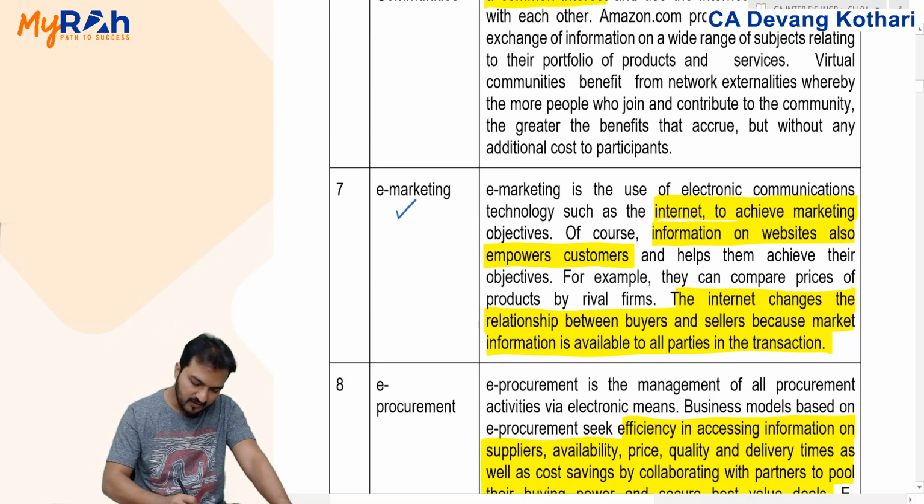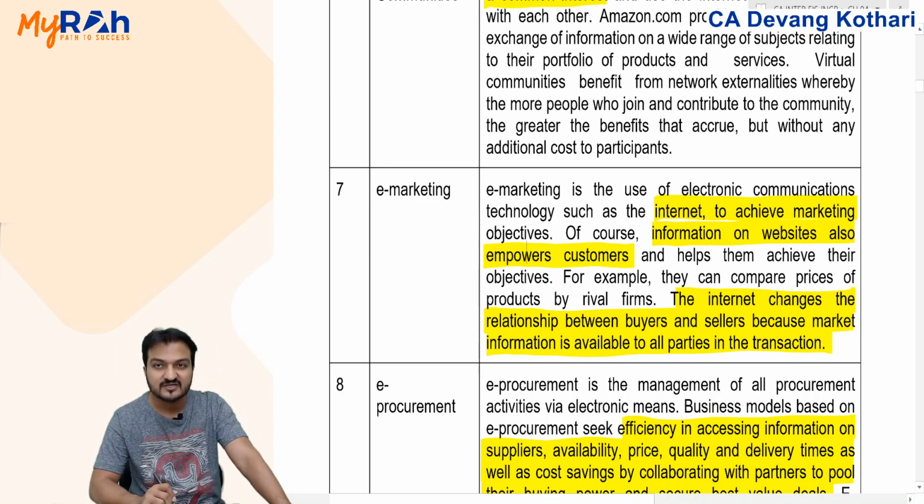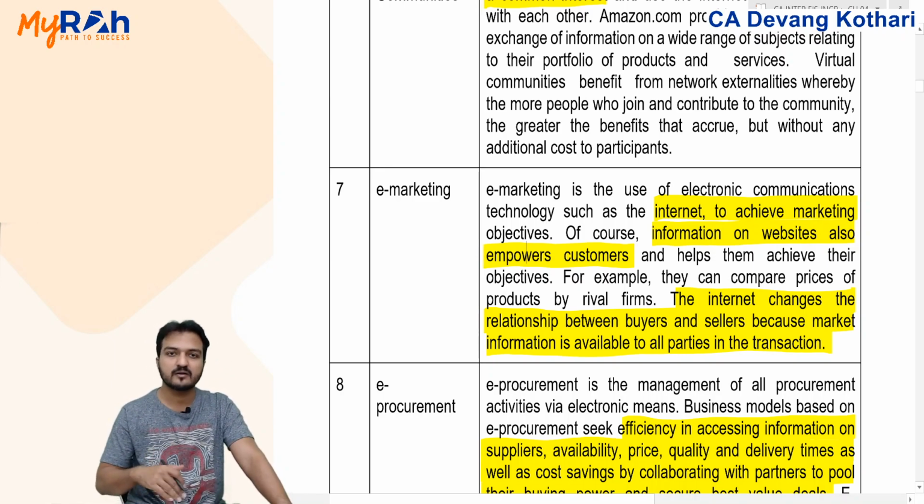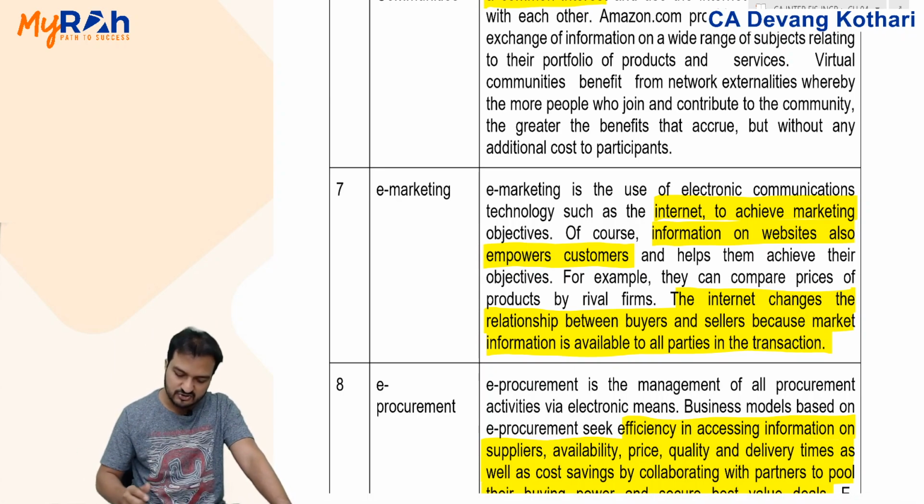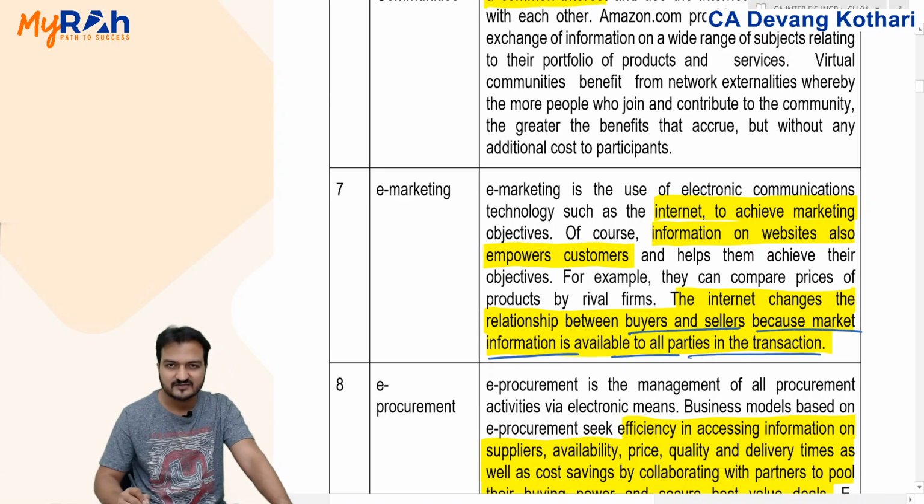E-marketing means marketing through the internet. E-commerce is also used for marketing and using the internet to achieve marketing objectives. Information on website will also empower the customers, because now customers have better knowledge. In fact, customers and the sellers both have better knowledge of the market, so the internet changes relationship between buyer and the seller, because market information is now available to all parties in the transaction.